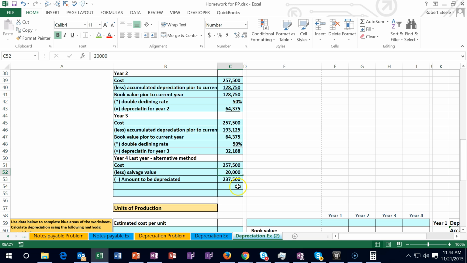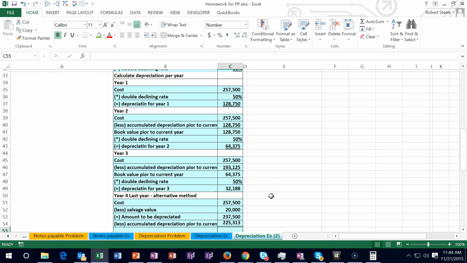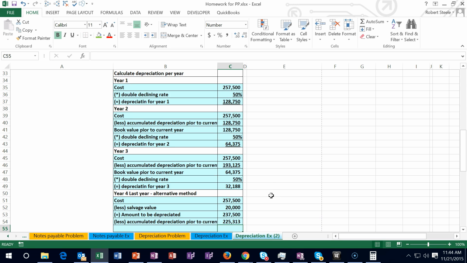So over the useful life, this is what we want to depreciate. Now, if we subtract out the depreciation for all prior periods, as of this point, we had year 1 depreciation of 128,750 plus year 2's 63,375 plus year 3's 32,188. That's the accumulated depreciation as of this time period.